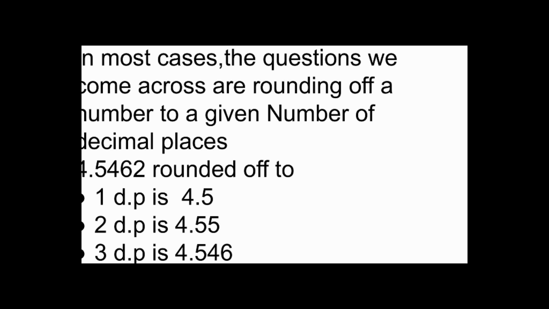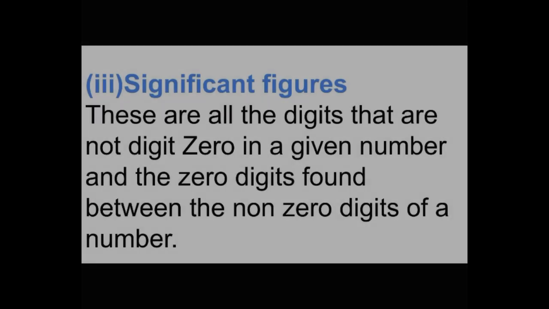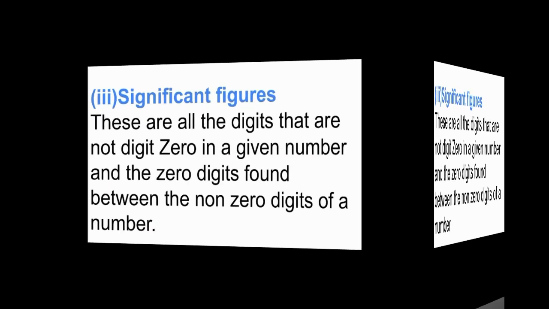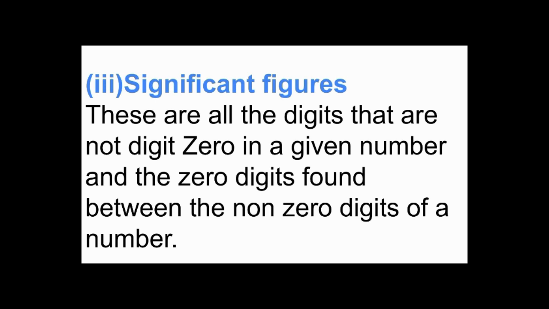third question is writing the same number to three decimal places, whereby you will count the first decimal, second and third. Then the last one is a 2. 2 cannot round off 6 to a bigger number. Therefore, we just cut it off and remain with our three decimal places as 4.546.